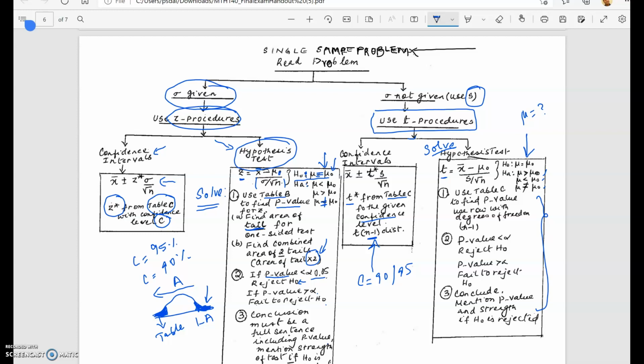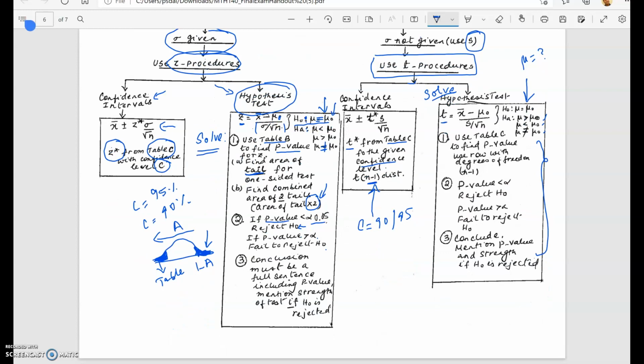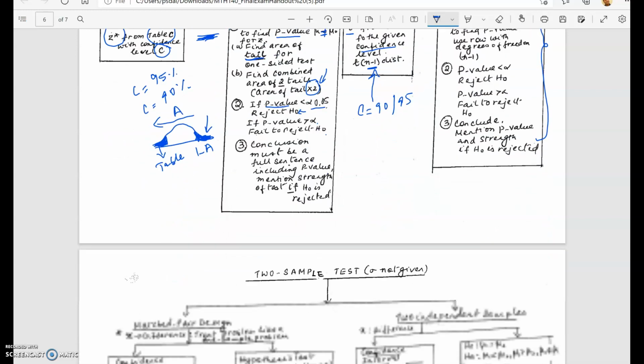What you need to do is read the problem and decide whether it's a single sample problem or not, and whether sigma is given or not, which tells us whether we use a z procedure or a t procedure. Once we decide that, is it a confidence interval that estimates the mean, or is it a hypothesis test? That's what you need to do. The rest of the solution is given in this chart.